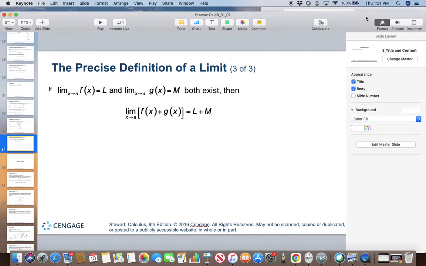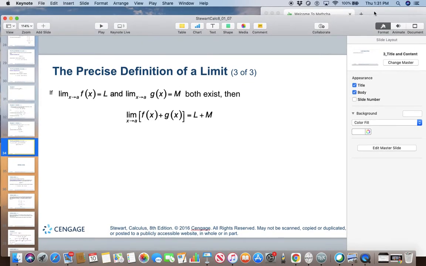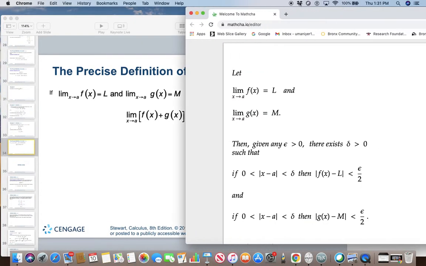Okay, so I hope you have had some time to think about this. Here is the proof. The limit as x approaches a of f(x) is L. So we are told that this limit exists as a real number, and the limit as x approaches a of g(x) is M. We are told this number exists. So what does that mean? These two limits exist.